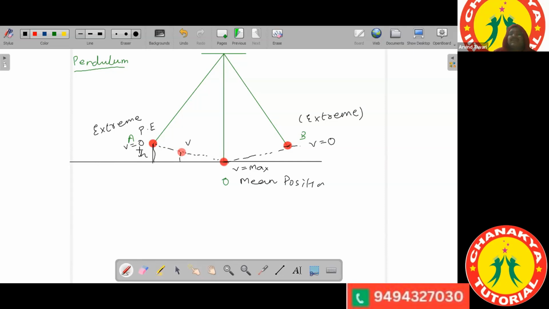So can I say that at this point A, the bob has potential energy? Right? Prince, can I say that at the point A, the bob will have potential energy only? Yes, sir. Okay. What will be the kinetic energy at this point? Chavan, what will be the kinetic energy at the point A? Sir, I don't know.